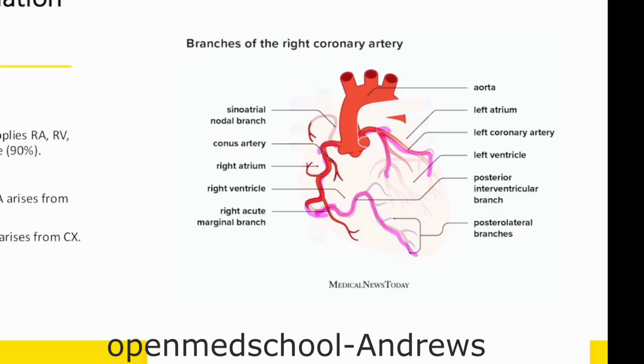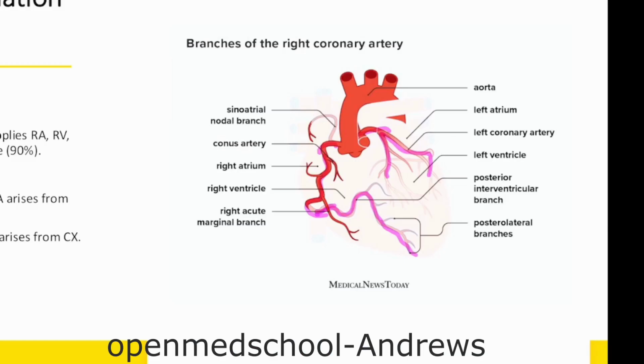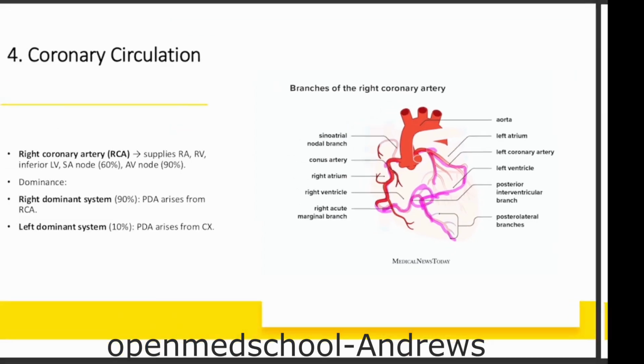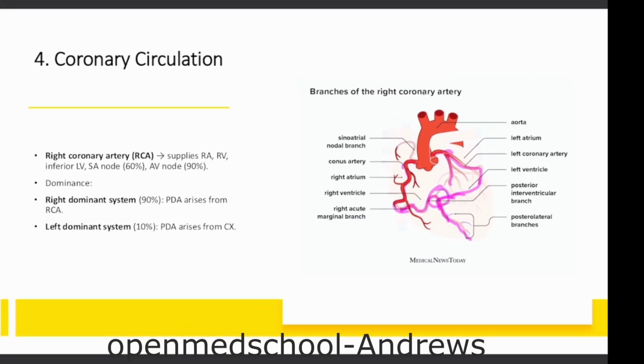So if the right coronary artery continues as the posterior descending artery, it is right coronary dominance, and if the left circumflex is continuing as the posterior descending artery, or it crosses this region called the crux, and is passing down the interventricular groove, then it is left coronary dominance. So the right coronary artery supplies the right atrium, right ventricle, inferior left ventricle, 60% of cases of the SA node and 90% of the AV node.